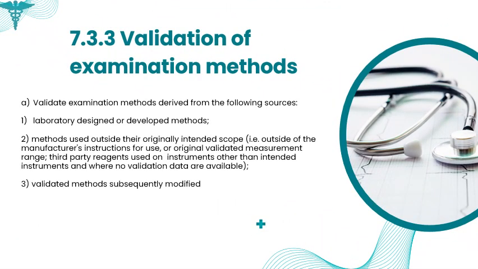Validation of examination methods. The laboratory shall perform validation for examination methods derived from the following sources: laboratory designed or developed methods, methods used outside their originally intended scope, such as those performed outside the manufacturer's instructions for use, outside the original validated measurement range, or using third-party reagents on instruments other than those specified, where no prior validation data are available. Validated methods that have been subsequently modified.